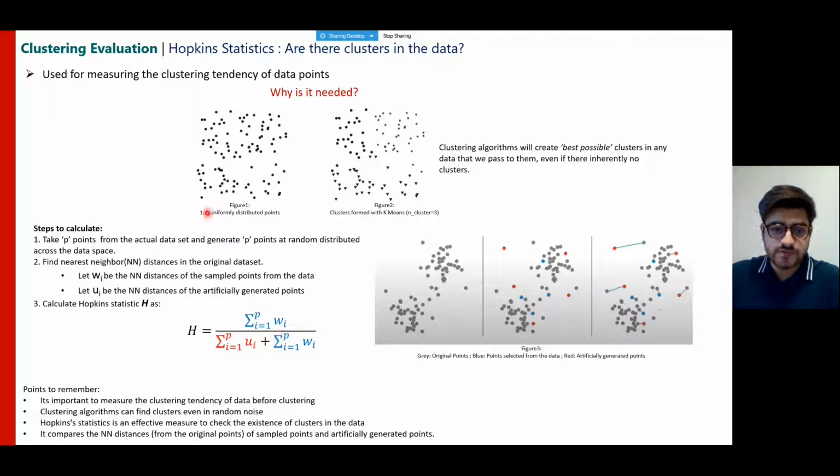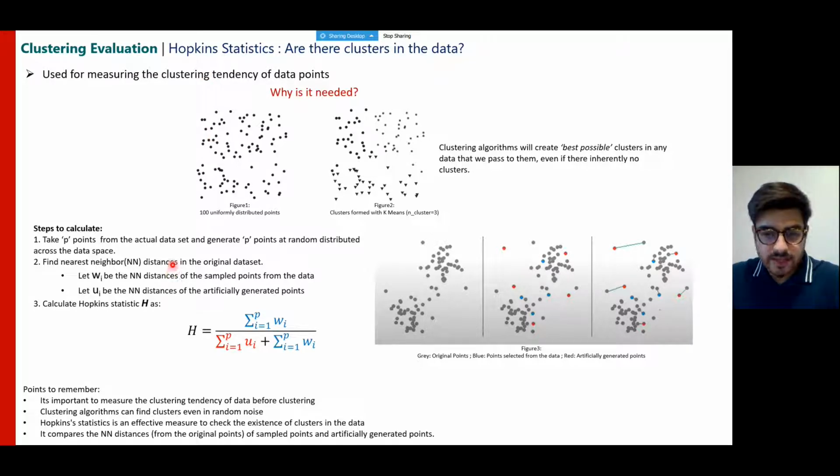For example, if we give these 100 uniformly distributed points, in which there are no clusters, to a clustering algorithm like k-means and give n_clusters equal to 3, it will give us this output which will have 3 clusters in it. So a clustering algorithm will always give us what it thinks is the best possible clusters in the data, even if there are no inherent clusters. Now, what this tells us is that it's very important to check if there are clusters in the data before we run any clustering algorithm. To do that, we calculate the Hopkins statistic.